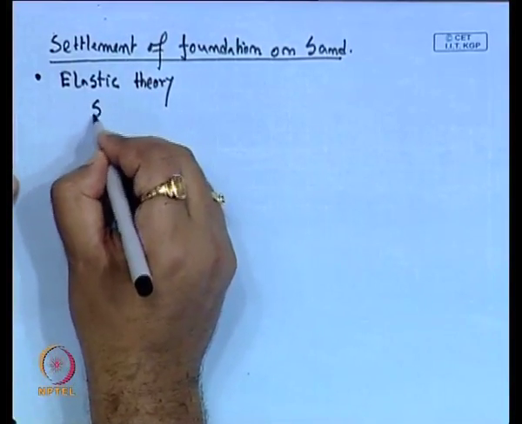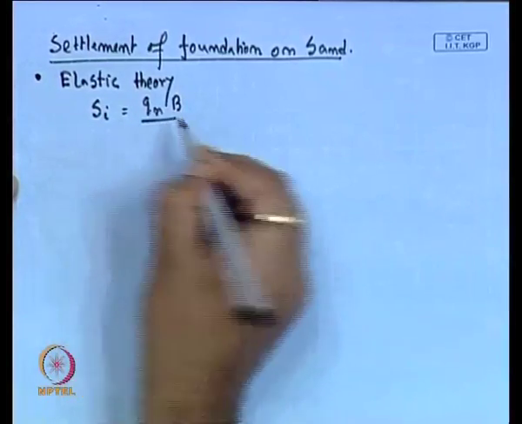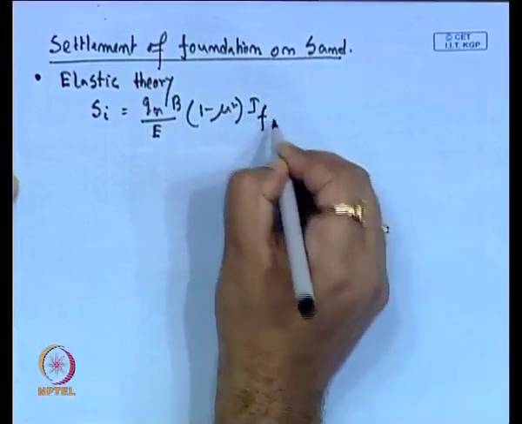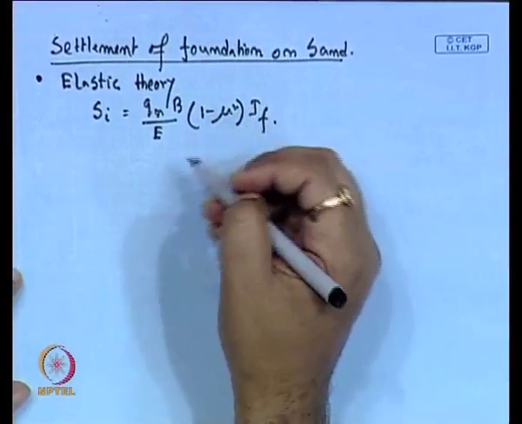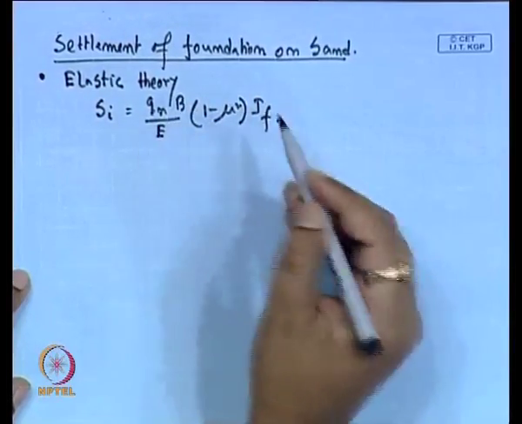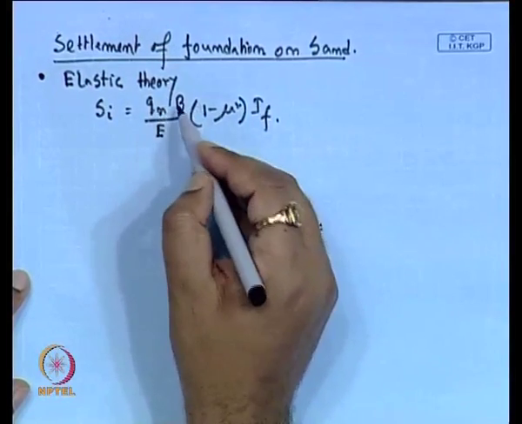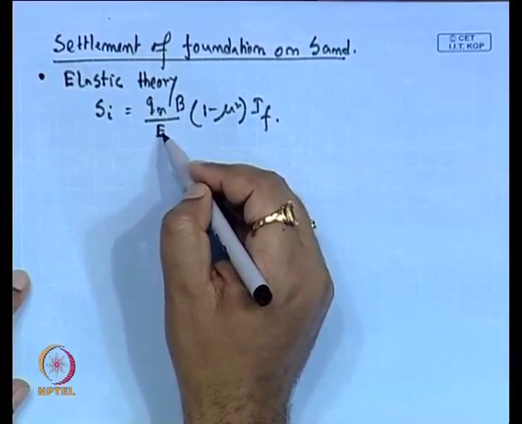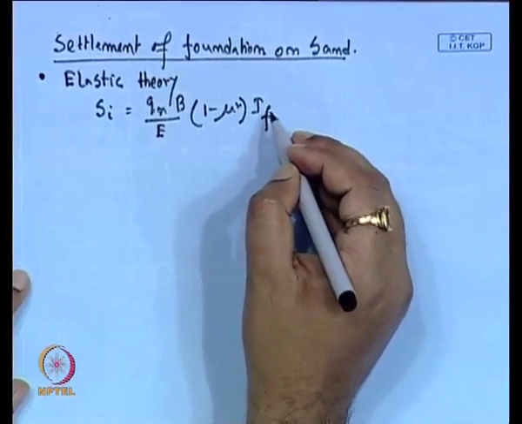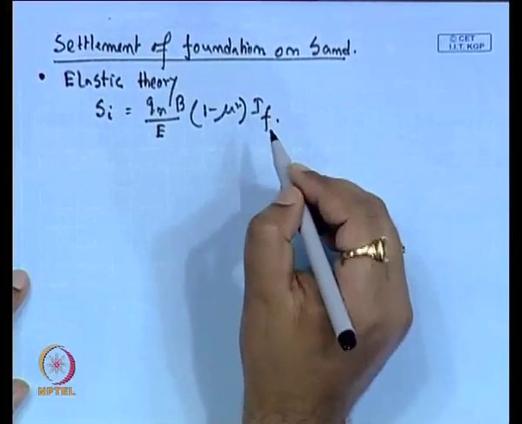So, by this method we calculate the settlement using Q n B by E into (1 minus mu square) into I f. This expression I have already given when we discussed the immediate settlement, by using the elastic theory. Q n is the net footing pressure, B is the width of the foundation, E is the elastic modulus, mu is the Poisson ratio, and I f is the influence factor. I have presented one table where I explained how to calculate this I f value.